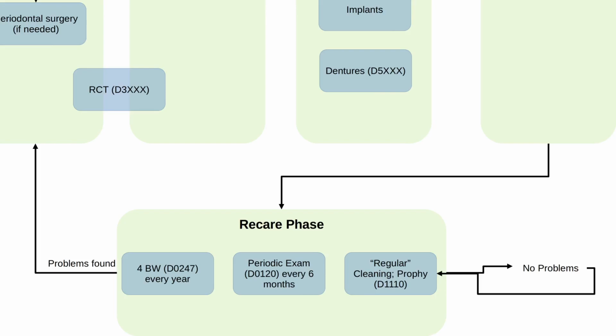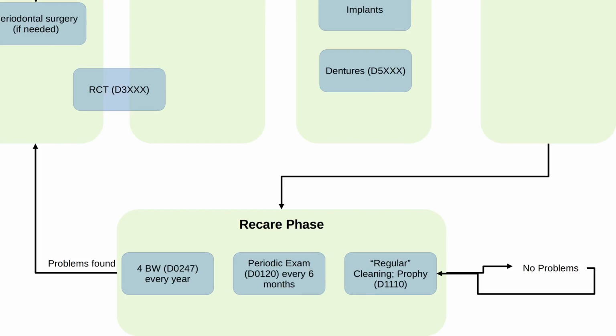Let's just say the patient comes in for their regular 6-month exam and cleaning. And the doctor comes in, takes a look at the teeth, and finds no problems. So, what is the patient's next appointment? Well, it would be in another 6 months. So, in a perfectly healthy patient, they will forever be in this recare phase. We know we're having a nice, orally healthy mouth. We have a very healthy patient overall when all they're doing is coming in for their 6 months.